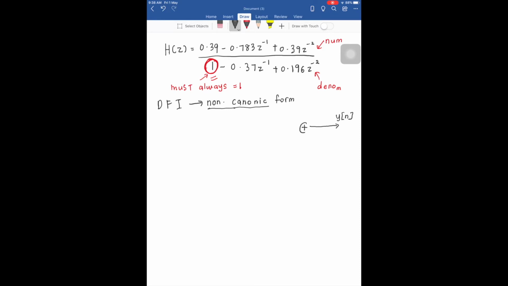So I'm going to start with the numerator part. We have a constant symbol and this value is 0.39. Then we have our first delay. After the first delay, we have our second constant, the value is 0.783. And then after the second delay, we have our third constant, the value is 0.39.